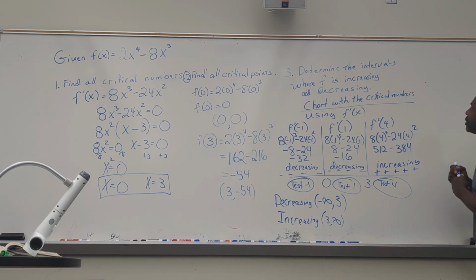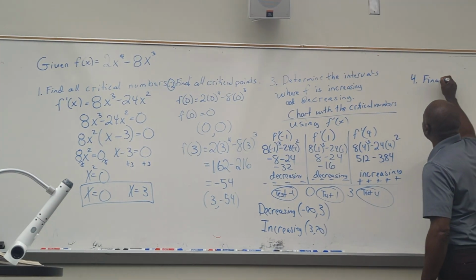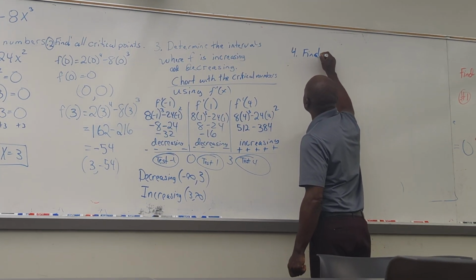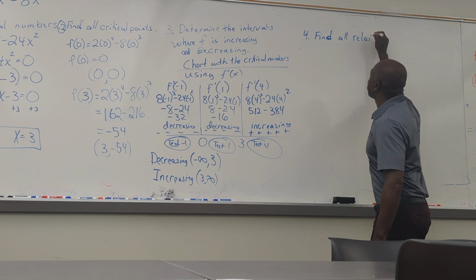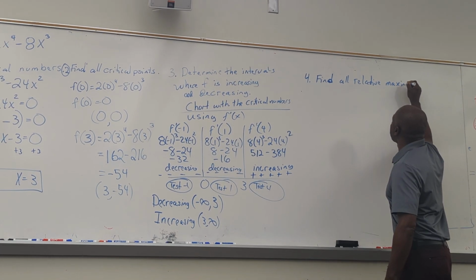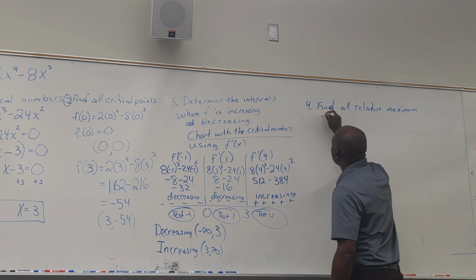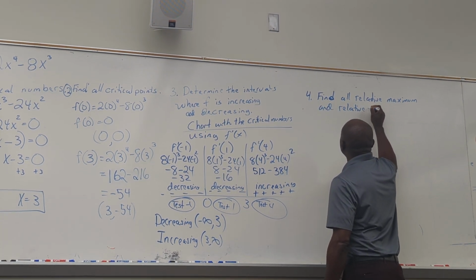Now, part 4 says, find all relative maximum and relative minimum.